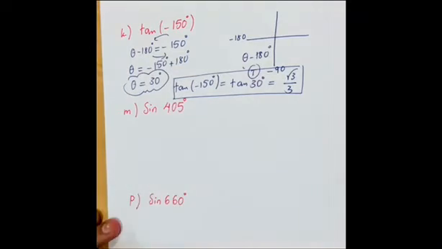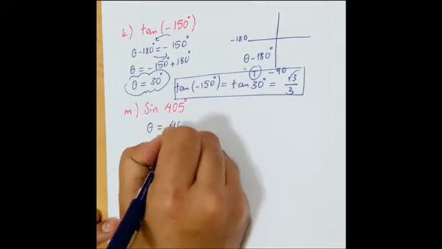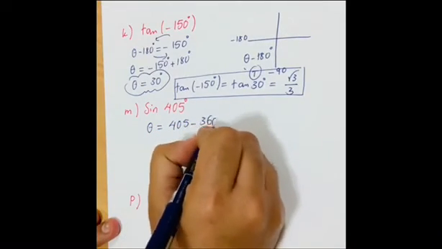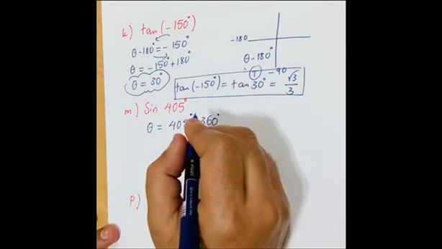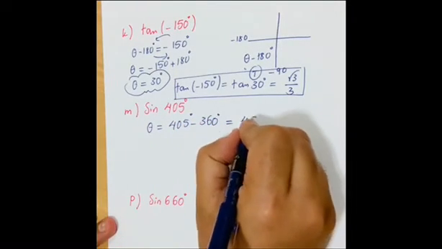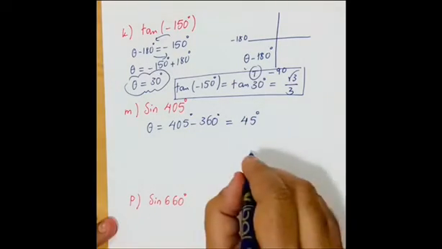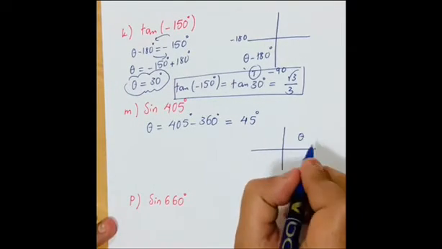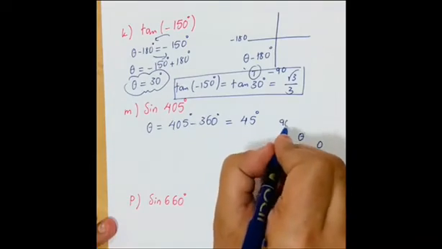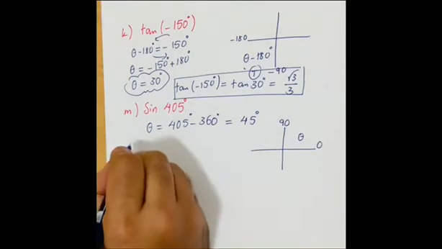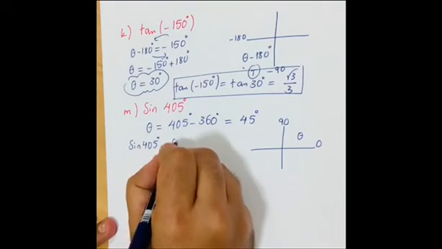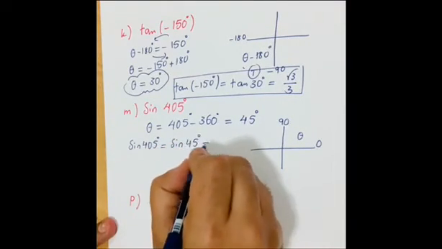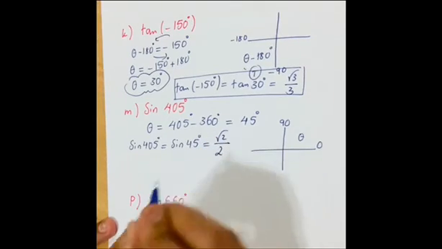Now 405 is out of the range, so you're supposed to subtract one full turn first, as we did in one of the questions before. So 405 minus 360 is equal to 45. Now we reach the first quadrant. What is the expression of the first quadrant? It's theta, from 0 to 90. So sine of 405 is equal to sine of 45, which is equal to root 2 over 2.